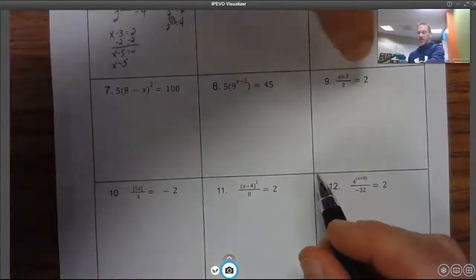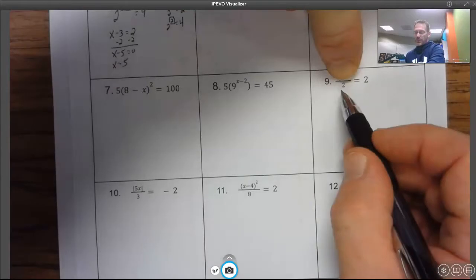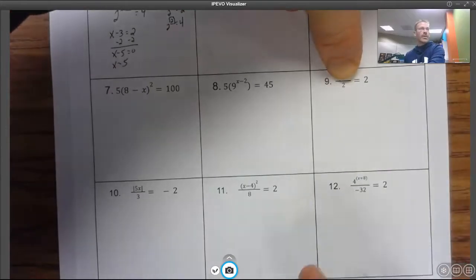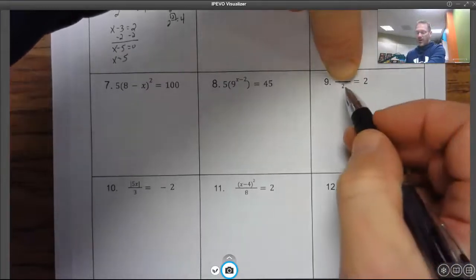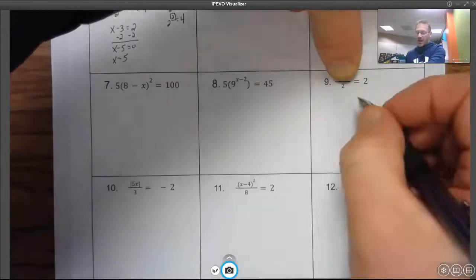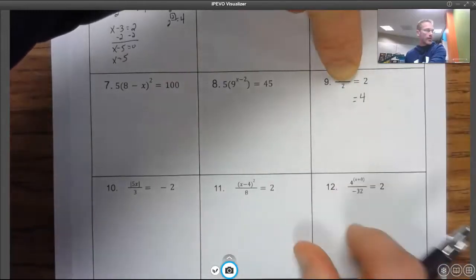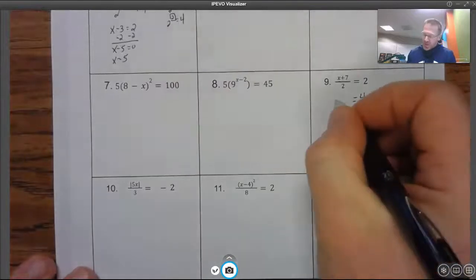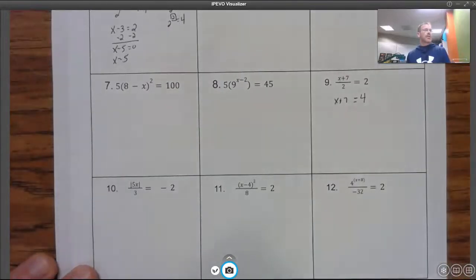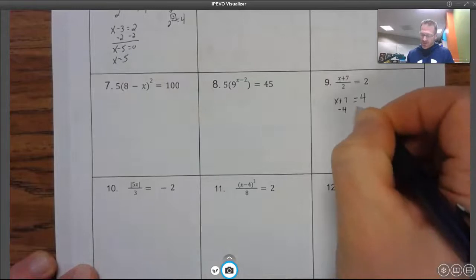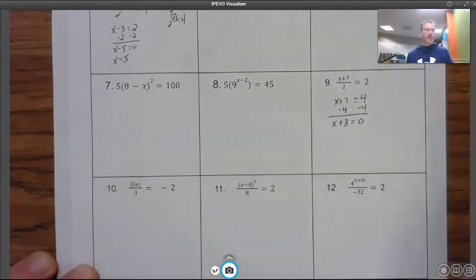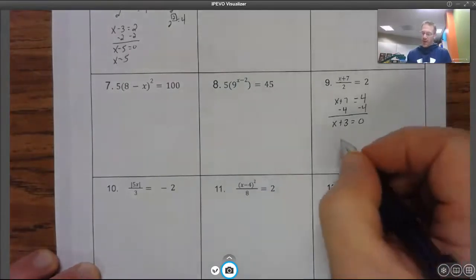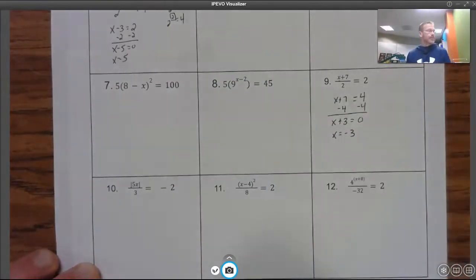If I cover this up, this is really saying what divided by 2 is 2. If I think about what number I can divide by 2 and get 2, that would be 4. So 4 divided by 2 is 2. Whatever's behind my hand has to equal 4. If I take that away, that means x plus 7 has to equal 4. So subtract 4 and subtract 4 to get this equal to 0. X plus 3 is equal to 0. What plus 3 is 0? That has to be negative 3.